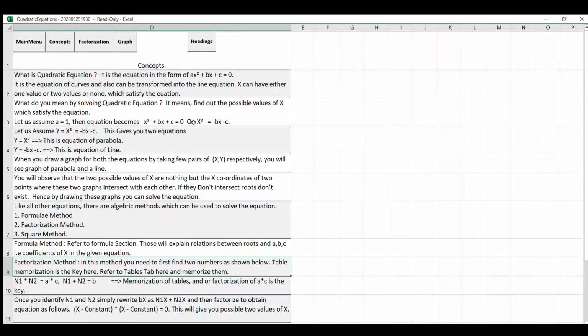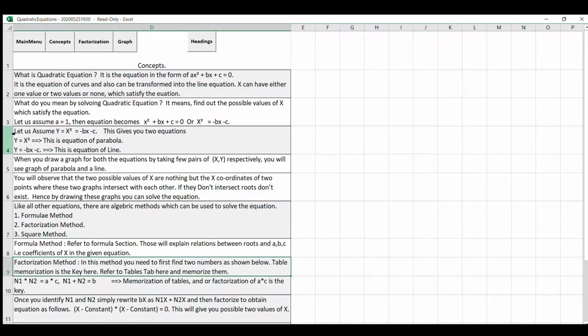Alright, now to solve this equation, there are multiple methods. The first method is the graphical method, the second is the formula method, the third is the factorization method, and the fourth is the square method. So let us first talk about the graph method.